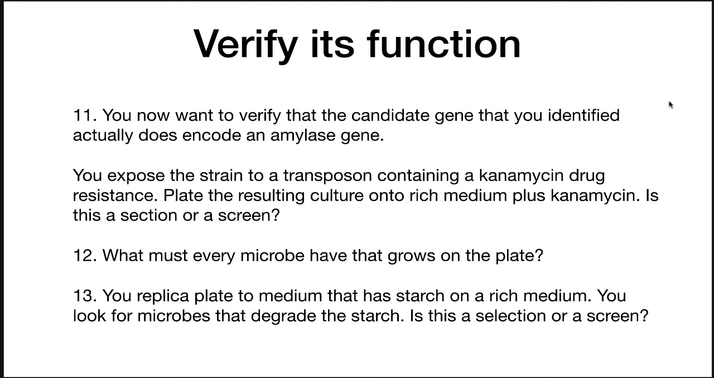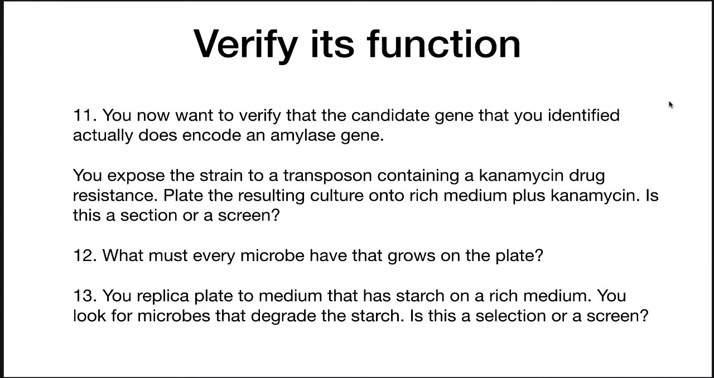In this case, we could use our E. coli PRL27 and mate it to Bacillus badgeri. And this transposon contains drug resistance kanamycin. You plate the resulting culture under rich media plus kanamycin and nalidixic acid. It just so happens our Bacillus badgeri is resistant to it. The donor strain E. coli is not. And then you plate it on the rich medium plus kanamycin. Is this a selection or a screen?